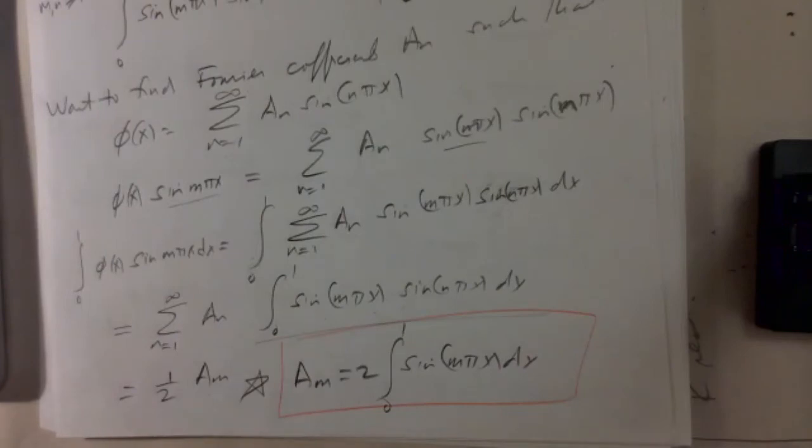So phi of x is a nice continuously differentiable function, a smooth function, a very pretty function. I now have a formula for the Fourier coefficients.